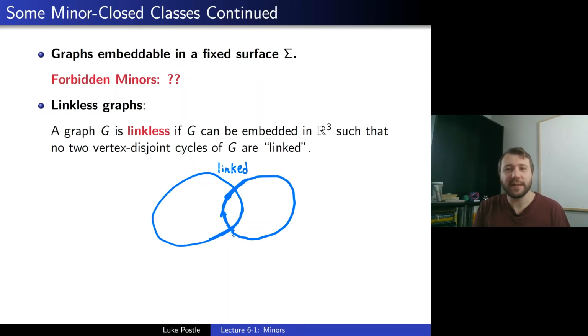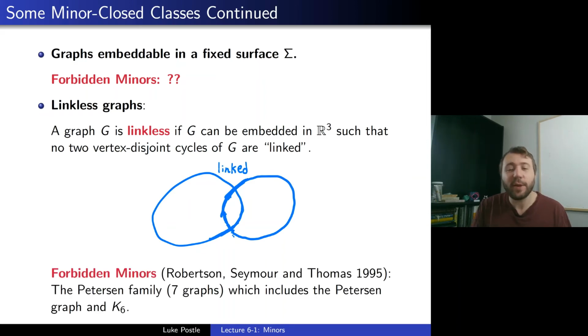Well, it was an open question for quite a while, Sachs' linkless conjecture. This was solved by Robertson, Seymour, and Thomas in 1995, and it's the Petersen family. So it's seven graphs, which includes Petersen and K6. It's really all the graphs you can get from Petersen by the so-called delta-Y operations, where you exchange Y's, which are a vertex with 3 neighbors, into triangles. So you delete the vertex and you make it into a triangle. Or vice versa, it's the inverse. The others come from K6. So that's very nice.